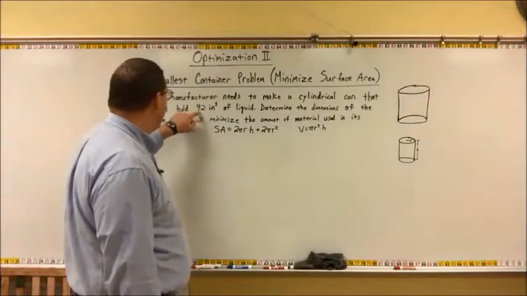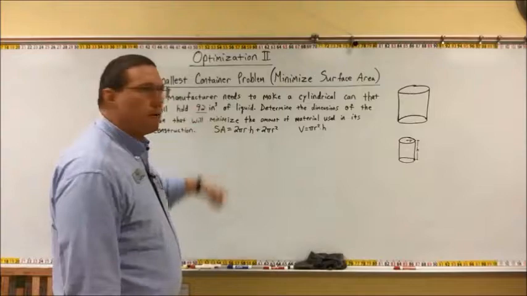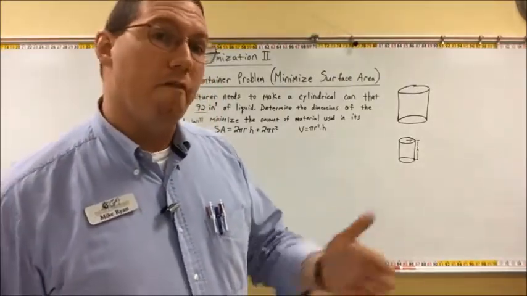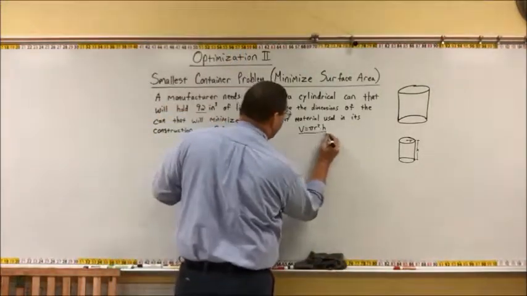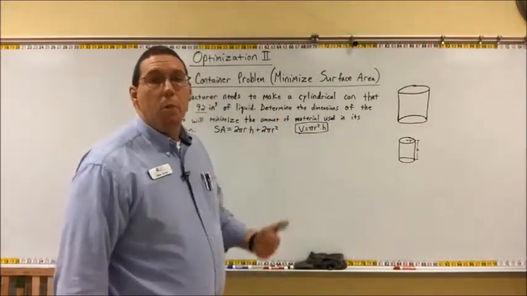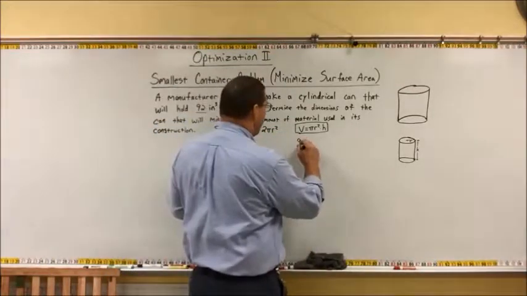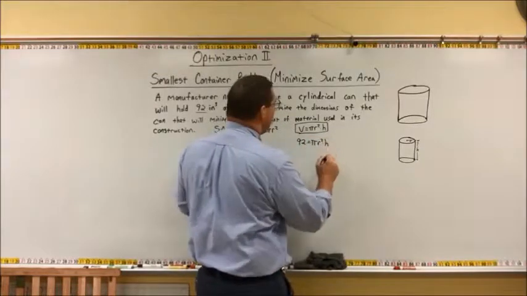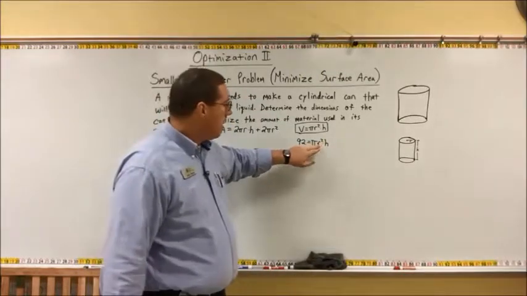And that is that the can is supposed to have 92 cubic inches of liquid. Now, 92 cubic inches, that's a volume. So if we go get the volume formula for a cylinder, which I happen to put right here, the volume of a cylinder is pi r squared times h. We can put that 92 in for V. So now we have 92 is equal to pi r squared times h. And now we have an equation that relates r to h.